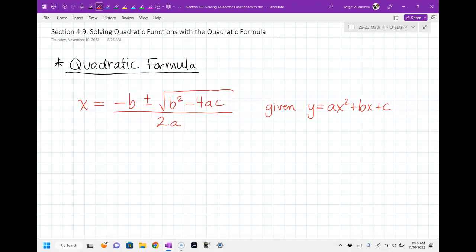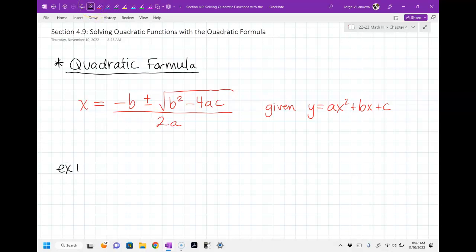Actually, it is over there. If you look on the left or your right side towards the back, it says quadratic formula. There it is in green, right? x equals negative b plus or minus square root of b squared minus 4ac over 2a. So you can always look at that for reference. But this is a formula we're going to be using to solve, okay? So let me show you how this works.